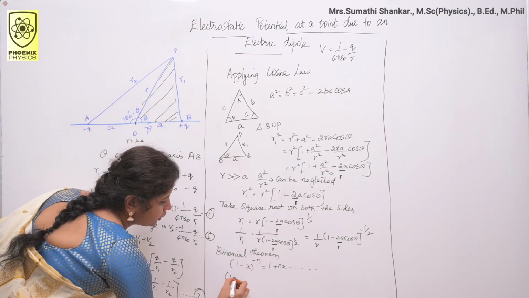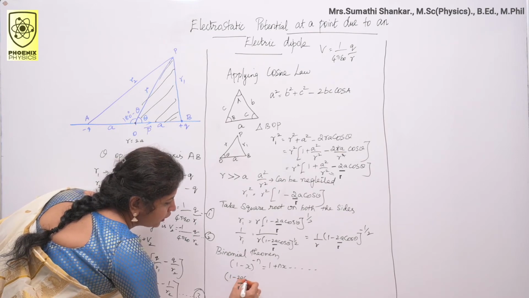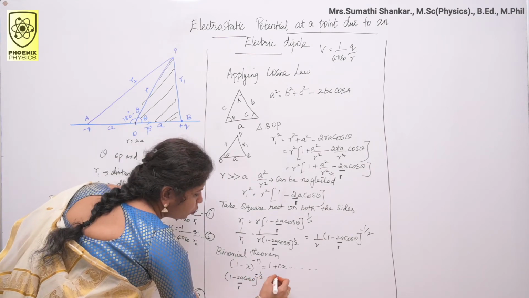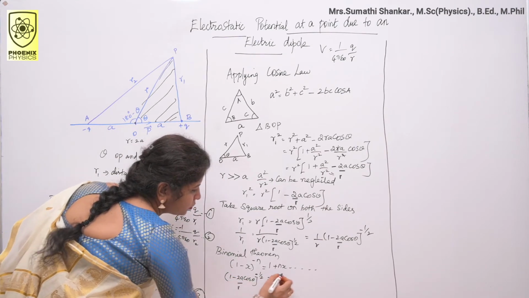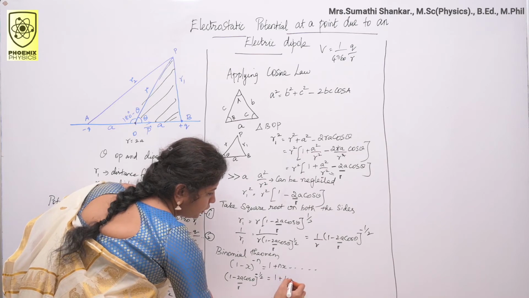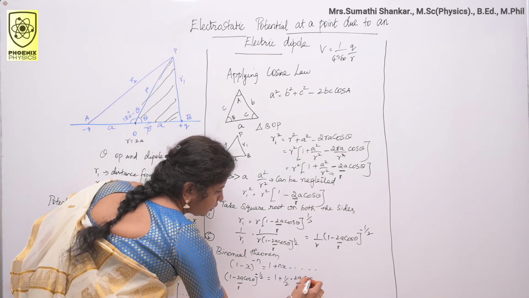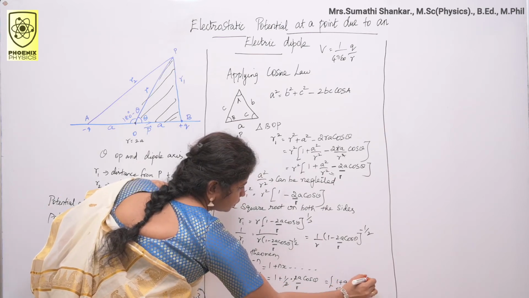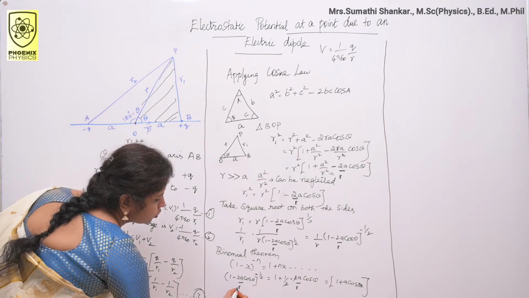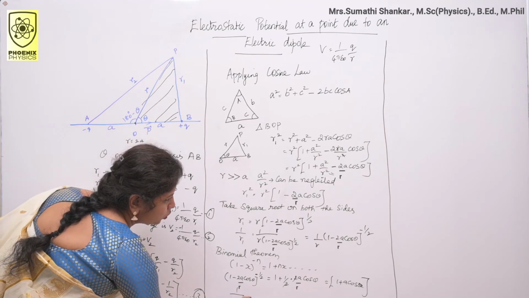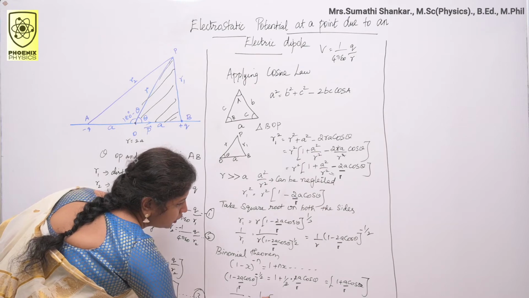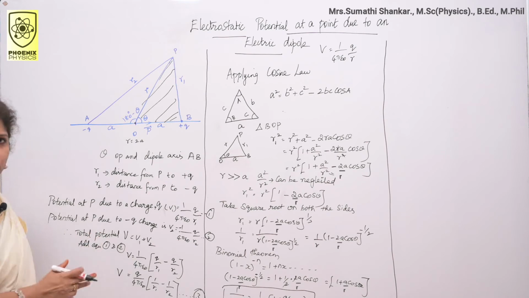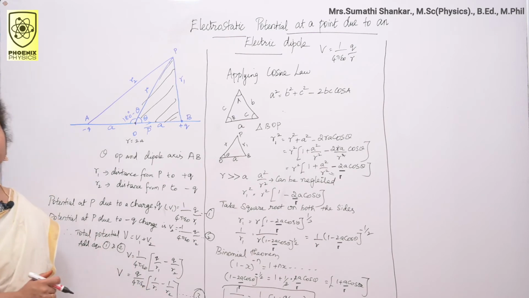Here, instead of x, I have 2a by r cos theta, the whole power minus 1 by 2. How do you write this? 1 minus, into minus, plus. So 1 by 2 into 2a by r cos theta, cancel this 2. The remaining term is 1 plus a by r cos theta. Substitute in this formula. So 1 by r1 is equal to 1 by r, 1 plus a by r cos theta. Same way, I am going to calculate this 1 by r2 term also.